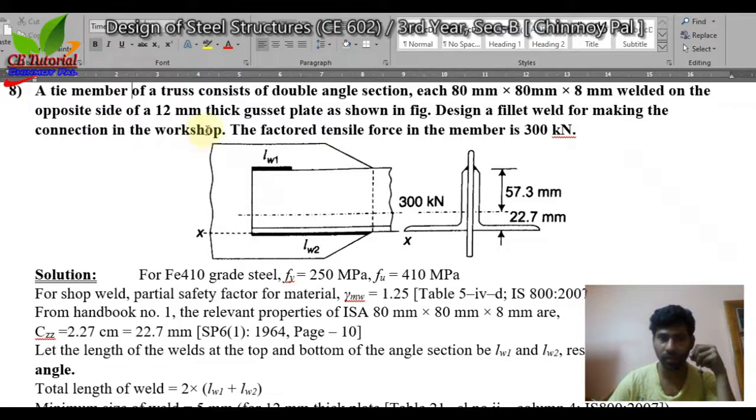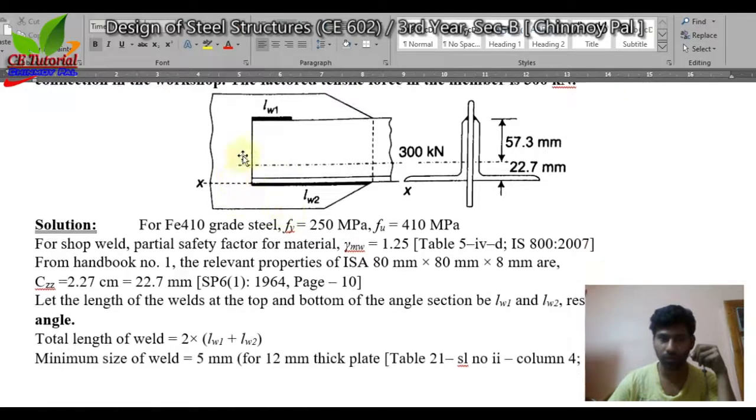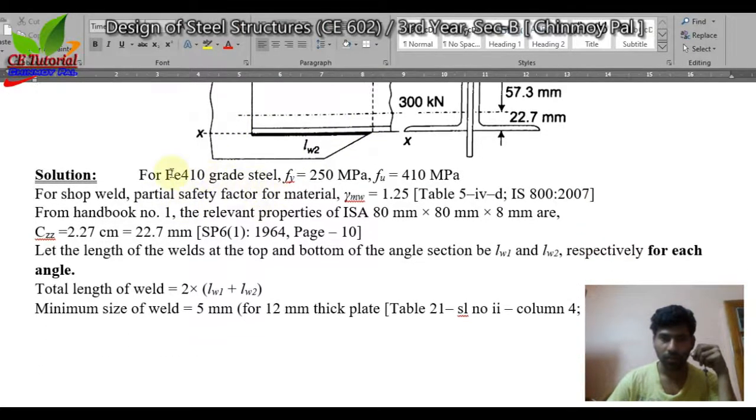That means shop welding. We have to consider that the shop welding when we are choosing the factor of safety. The factored tensile force in the member is 300 kilonewton. So to design this welding, first of all we need Fe410 grade of steel, and for shop welding partial safety factor gamma MW 1.25 from table 5 IS 800.